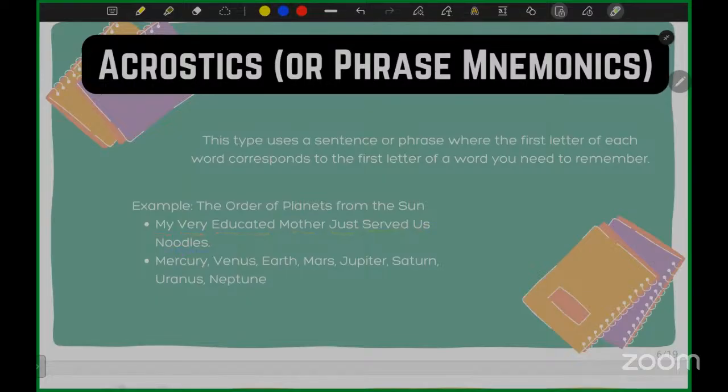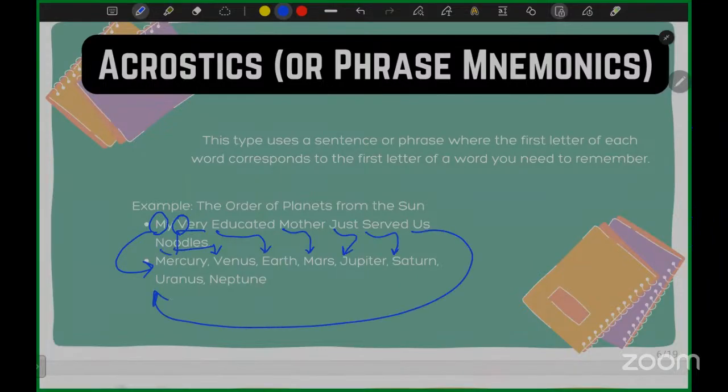So from this sentence, what idea can we get? The idea is simple: from "My" we take the first letter M. M denotes Mercury. So simple. From V, we take the first letter V. It denotes Venus. Then E denotes Earth. M denotes Mars. J denotes Jupiter. S denotes Saturn. U denotes Uranus, and N denotes Neptune. So this is also another kind of mnemonic.